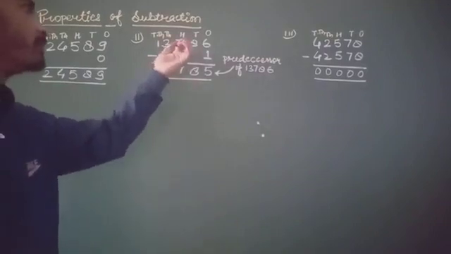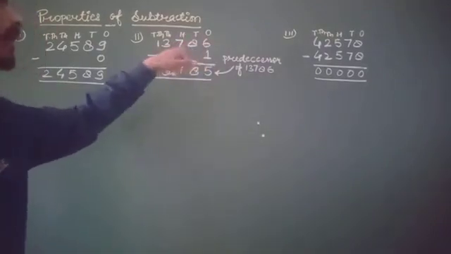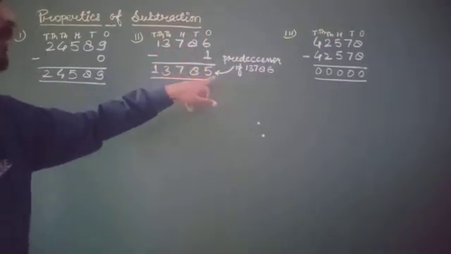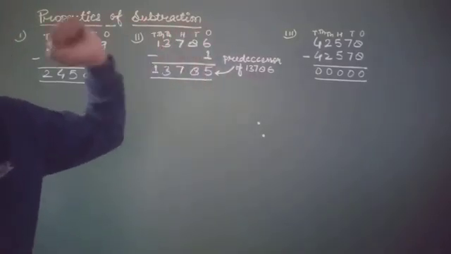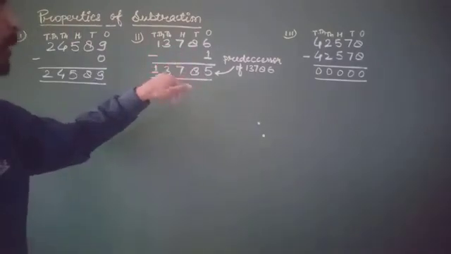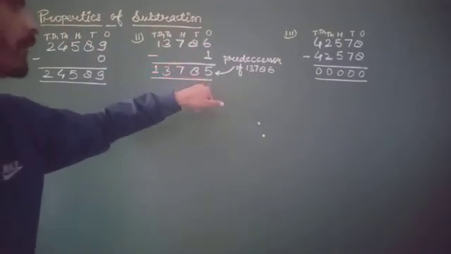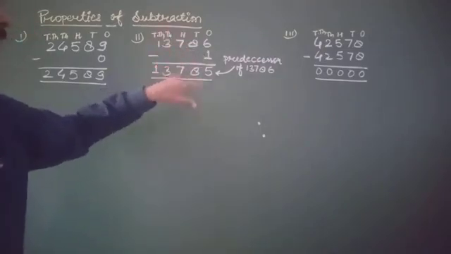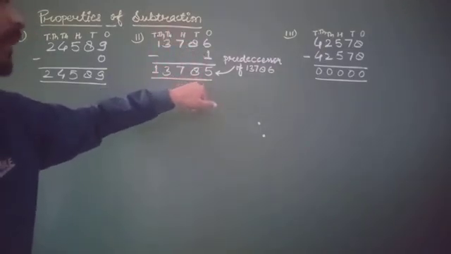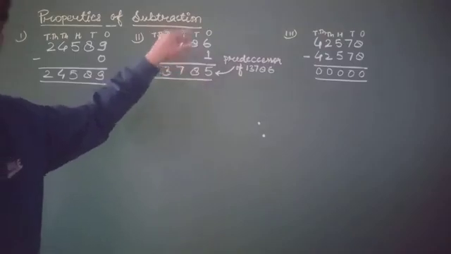Like when we subtract 1 from 13,786, we get 13,785. And 13,785 is the predecessor of 13,786. In other words, you can say that 13,785 is 1 less than 13,786. Another fact: 13,785 comes just before 13,786.